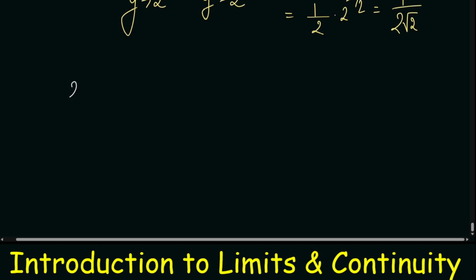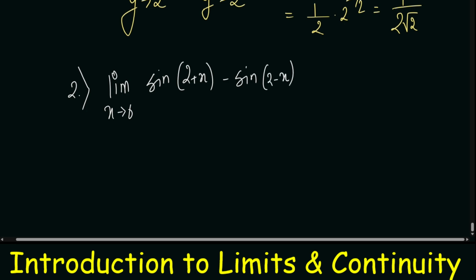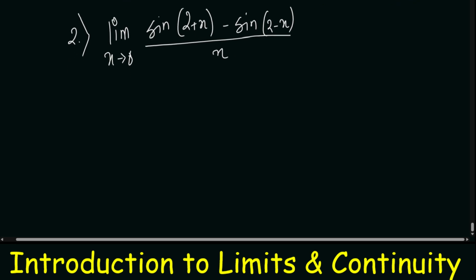Let us evaluate another limit of the same kind. Limit x tends to 0, and now we rather have sine of 2 plus x minus sine of 2 minus x by x. Again, if you notice, if you put in the value of x equals 0, it will give you a 0 by 0 form. So again, we need to do some adjustments in order to find this value.